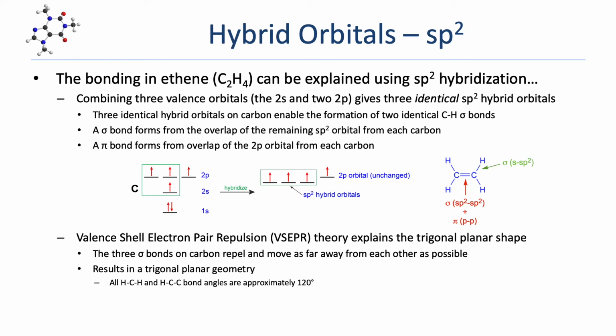That's a sigma bond. But the second bond is actually a pi bond from the side-by-side overlap of a p orbital from each carbon. And of course, the CH bonds are going to be from the s orbital on hydrogen overlapping with a hybrid orbital, an sp2 hybrid orbital from each carbon.